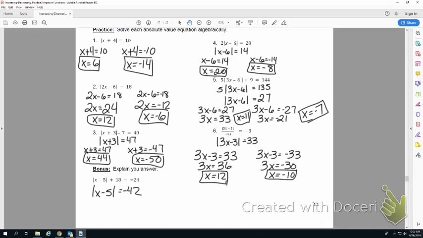Somebody tell me what the answer to the bonus is. Why?